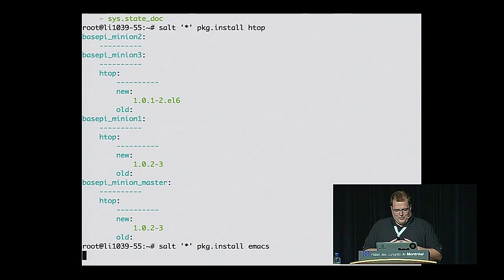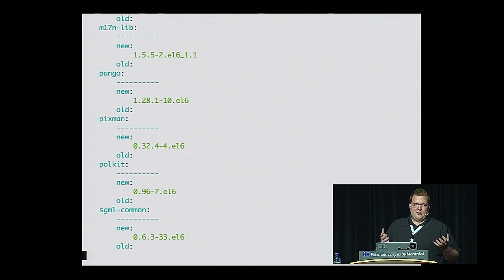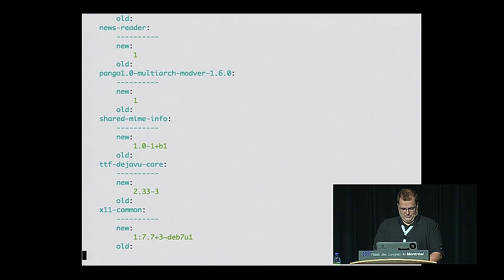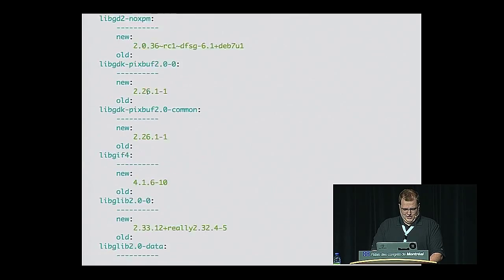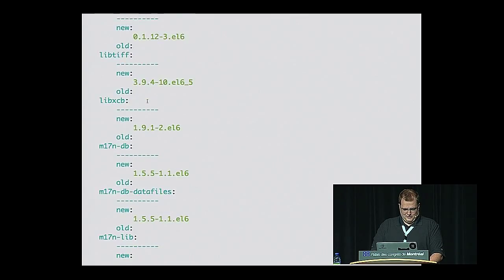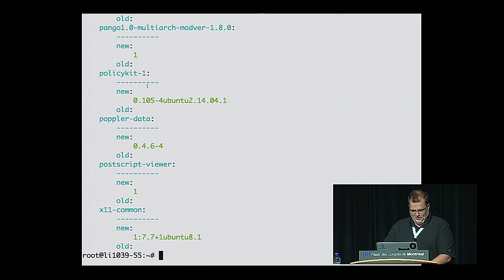While that installs Emacs, let's talk a little bit about targeting. By default, we target via globbing. Right now I'm targeting star, so we're hitting all of our minions. We can target, as soon as this finishes coming back, you can do it. Which minion isn't coming back yet? Oh, Emacs has a lot of dependencies. That's ridiculous. Anyway, if we go back to Salt.